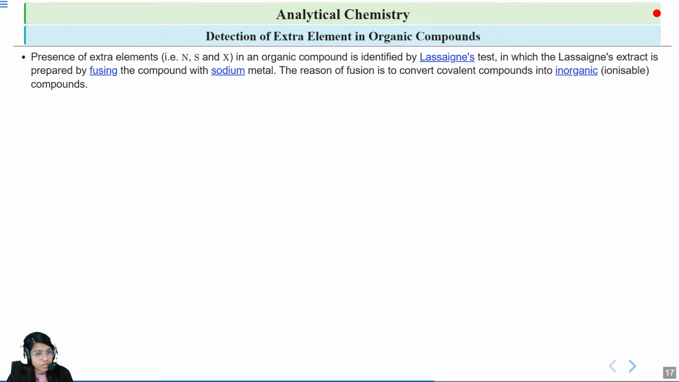So till now we discussed the confirmatory test for the basic radicals. There were 6 groups involved in that, starting from the zero group. Now we will learn about the methods of detection of extra elements in organic compounds. So if you have understood the confirmatory test for the basic radicals, send a thumbs up in the chat box.